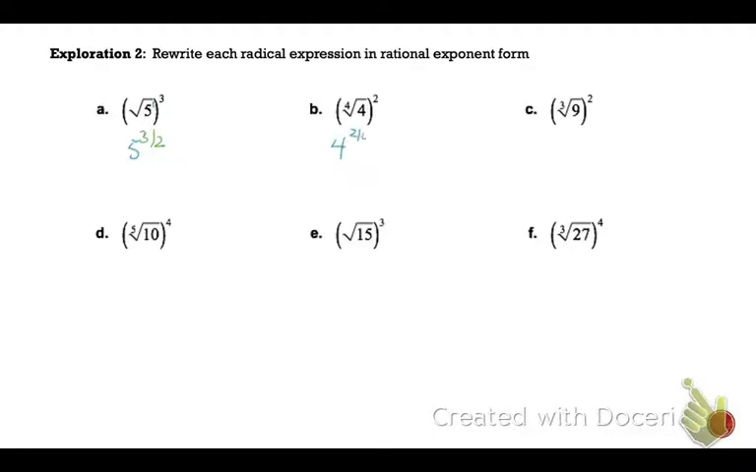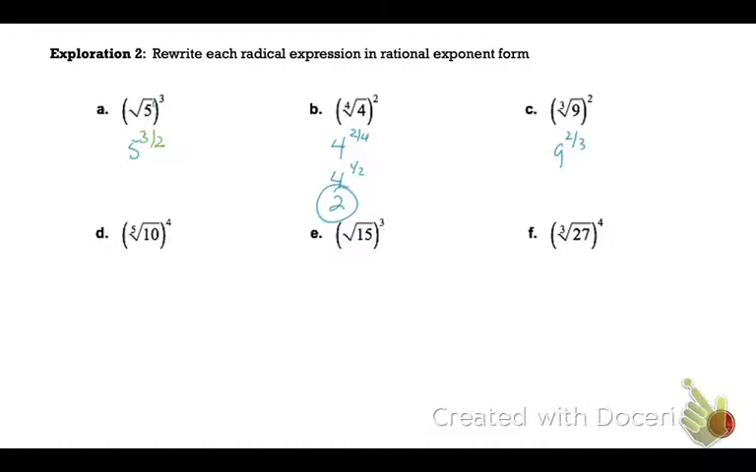So B is 4 to the 2/4, or we can reduce that, 4 to the 1/2 power. 4 to the 1/2 power is the square root of 4, or 2. Now we can rewrite 9 to the 2/3 power. 2 is the power and 3 is the root, so it is numerator over denominator. Now we're just rewriting these. We're not putting them on our calculator and estimating.